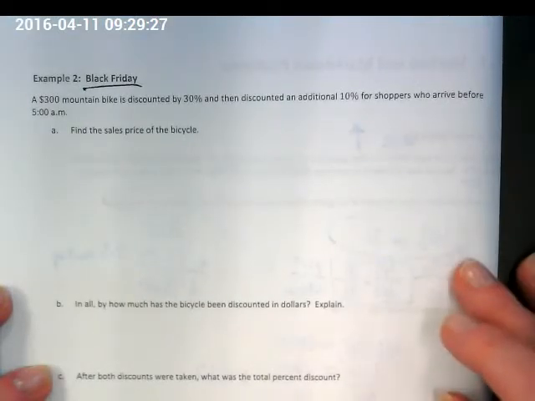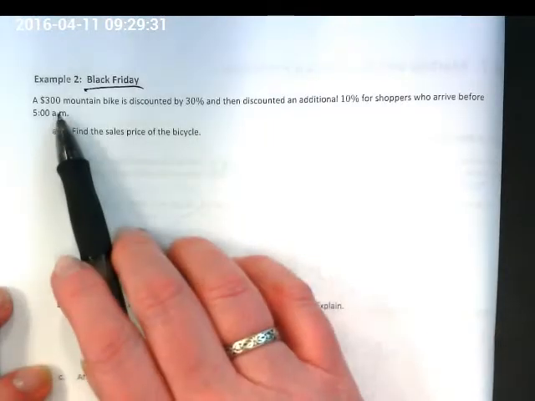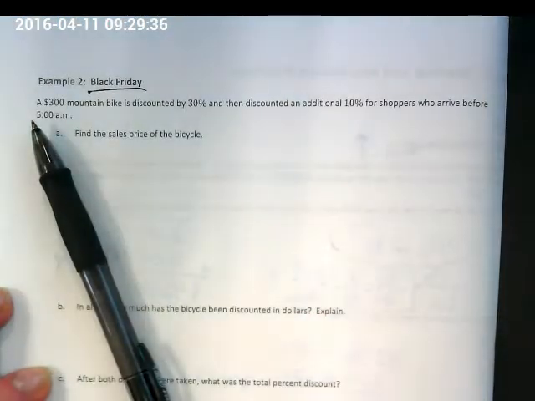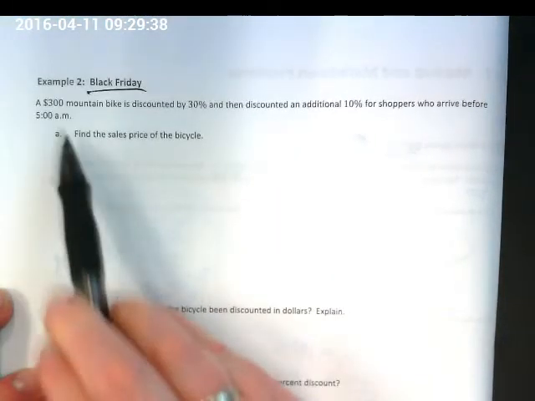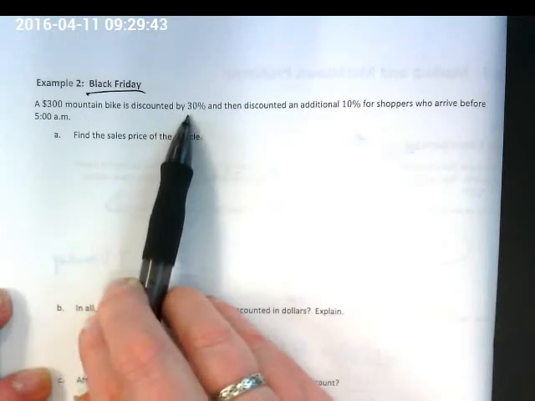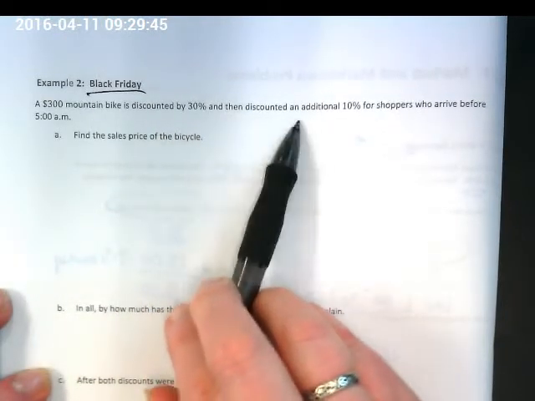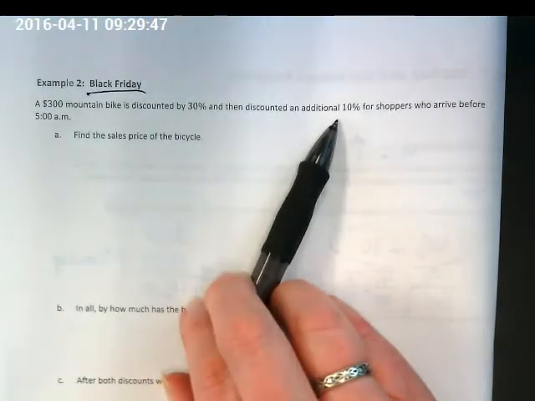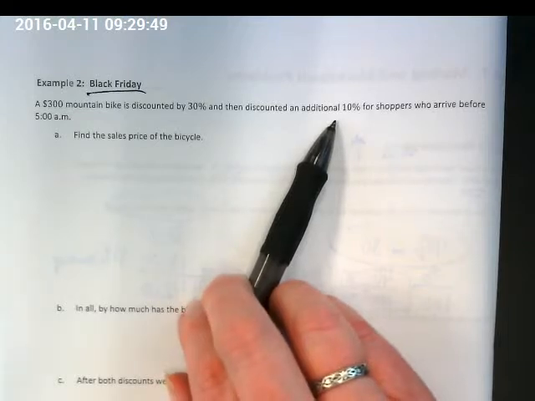Oh boy, Black Friday, what does that make you think of? Shopping. Sales and shopping. Okay, here we go with our Black Friday problem. A $300 mountain bike is discounted by 30% and then discounted an additional 10%. This is a little bit confusing, and consumers think, oh, well, that means it's 40% off because 30 plus 10 is 40. But is that true?